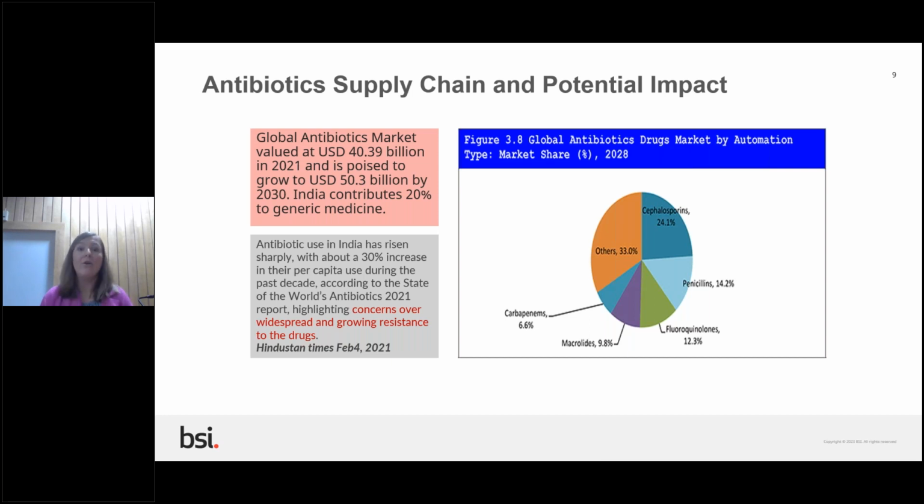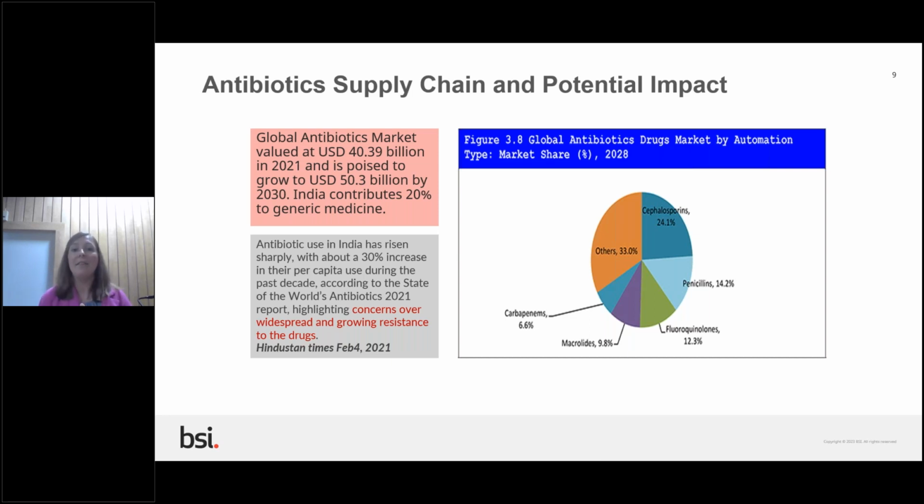Antibiotic use is on the rise. It's a common way to treat and prevent bacterial infections in patients. And it's really significantly rising in India, with at least 30% increase in the per capita use in the last decade. And it's really causing a big concern. And resistance is not a maybe will happen in an Indian context, but it is already happening and causing deaths in the Indian market context currently.